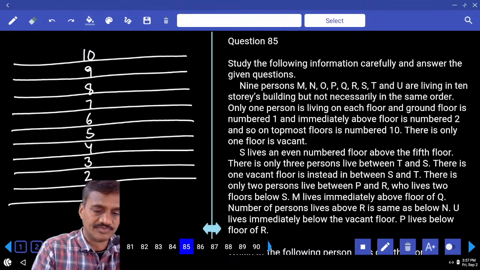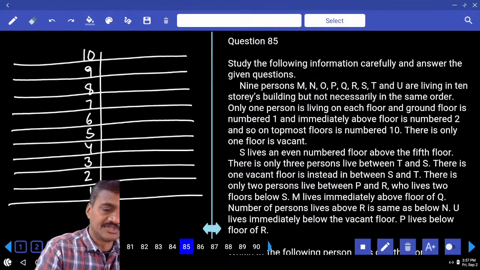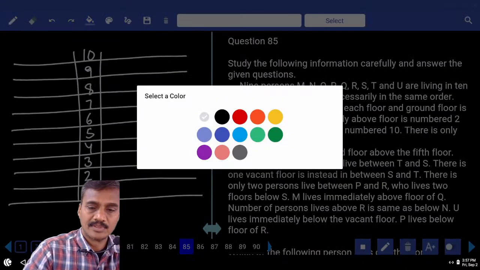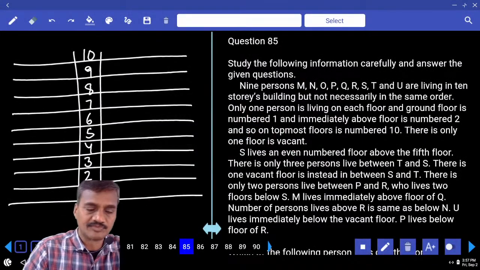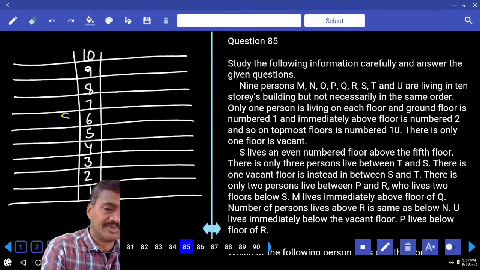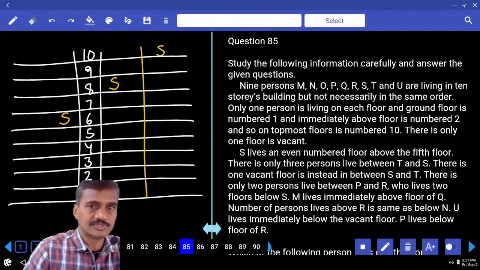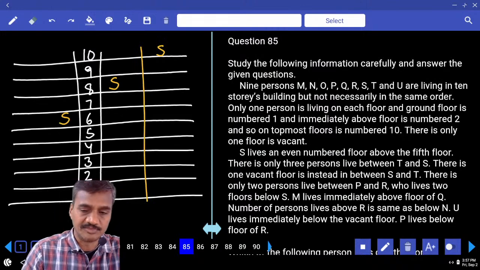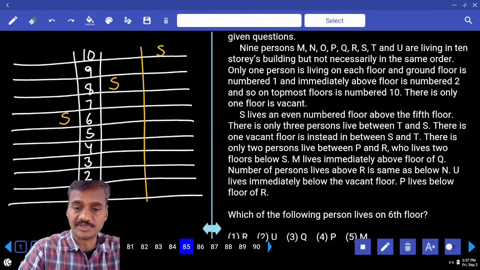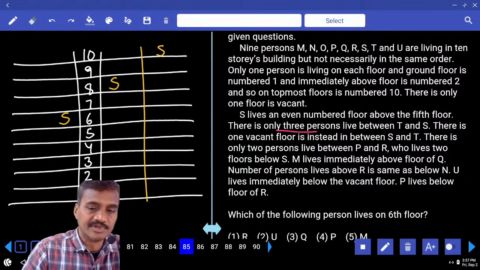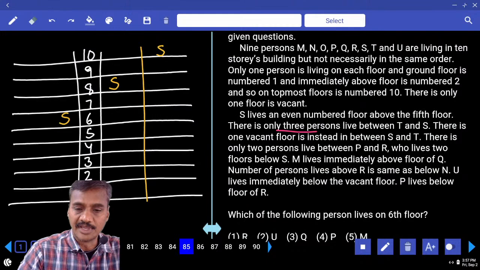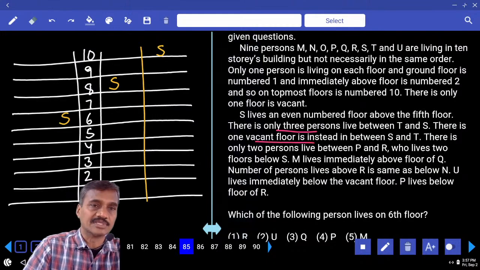Then coming to condition number 1, one of the floors is vacant. My first condition, what is in this? S lives on an even number of floor above 5th floor. And S can be either on the 6th floor, 8th floor or 10th floor. How many possibilities we have? 3 different possibilities. And there are only 3 persons between T and S. And in between T and S, how many? 3 people. And there is 1 vacant floor in between S and T.